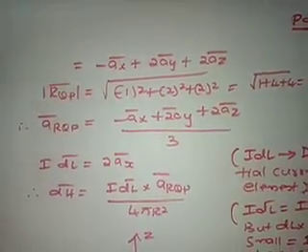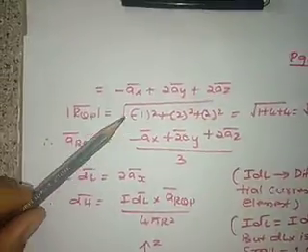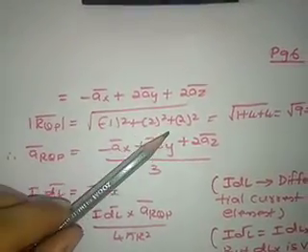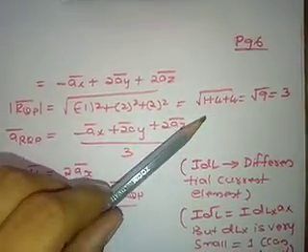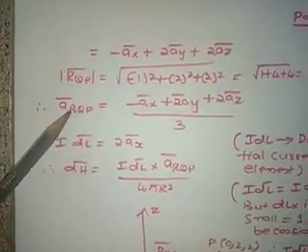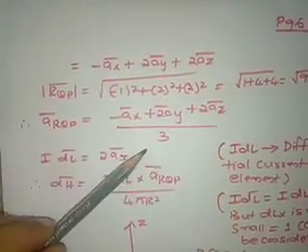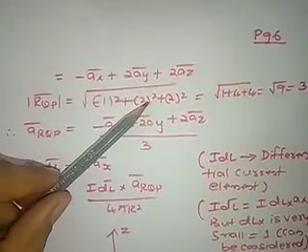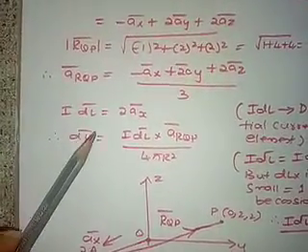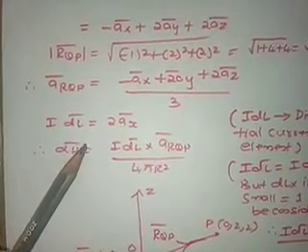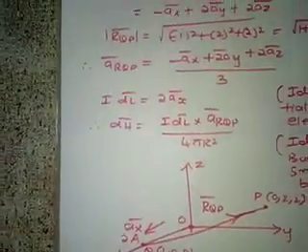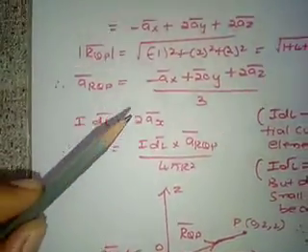or that is, the absolute value of R_QP bar, that is the magnitude, is given by the square root of minus 1 square plus 2 square plus 2 square. So that comes out to the square root of 1 plus 4 plus 4, that is the square root of 9, that is equal to 3. Therefore a_RQP bar, the unit vector, is the vector divided by its magnitude. So this vector is minus ax plus 2 ay bar plus 2 az bar divided by its magnitude, that is 3. I dl bar is the vector differential element. It is given as 2 ampere in the direction of ax bar, so it will be 2 ax bar.